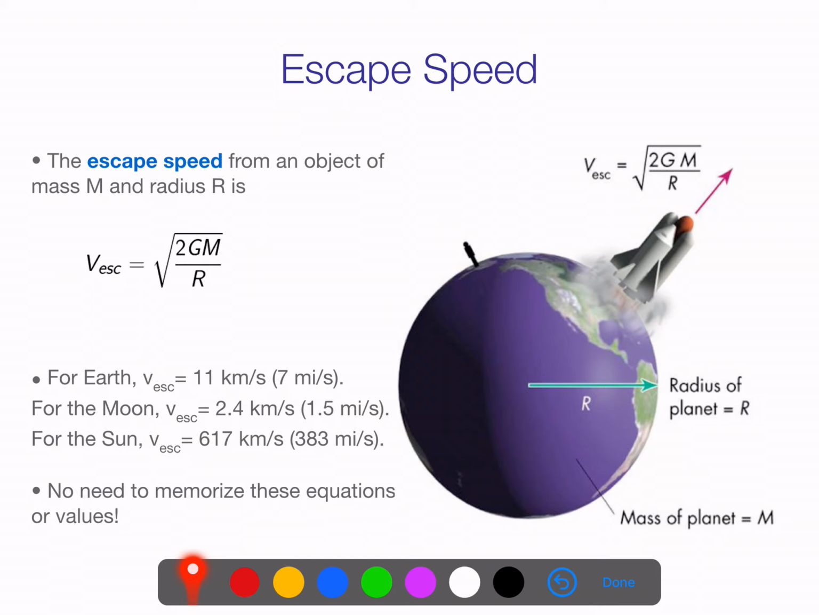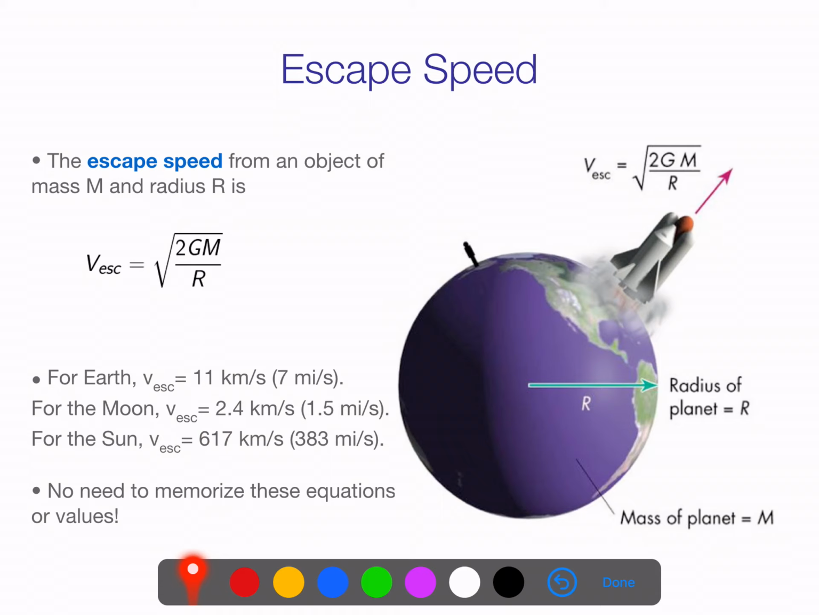For the Earth, I would plug in the Earth's mass and radius, and I would find that when I launch, if I want to escape, I need a speed of 17 kilometers per second, which is equivalent to 7 miles per second. If I'm on a less massive body, such as the Moon, I won't need quite as much speed. I need something like 2.4 kilometers per second, which is equivalent to about 1.5 miles per second.